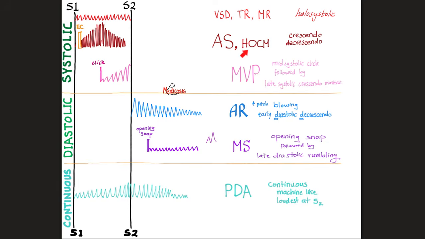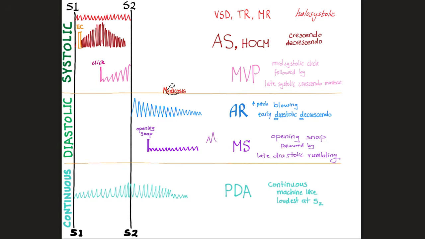But what if I have a mitral valve prolapse and mitral regurgitation? You will have both a click and a murmur. Mid-systolic click followed by a late systolic crescendo murmur. Next, the diastolic ones. Aortic regurgitation is a diastolic decrescendo murmur, and it starts at S2.